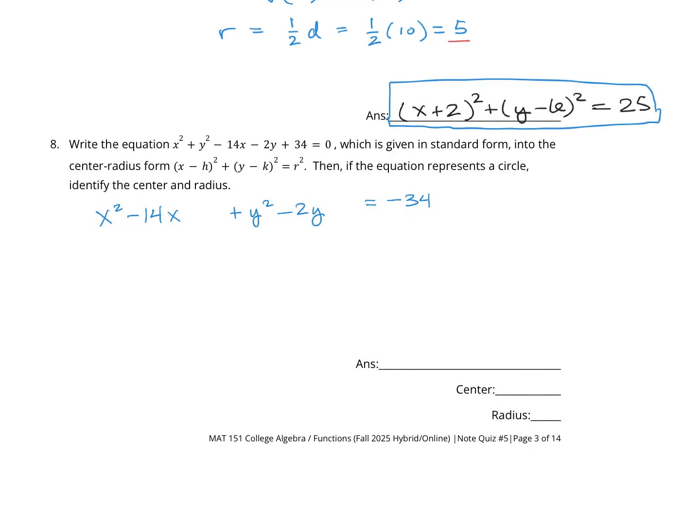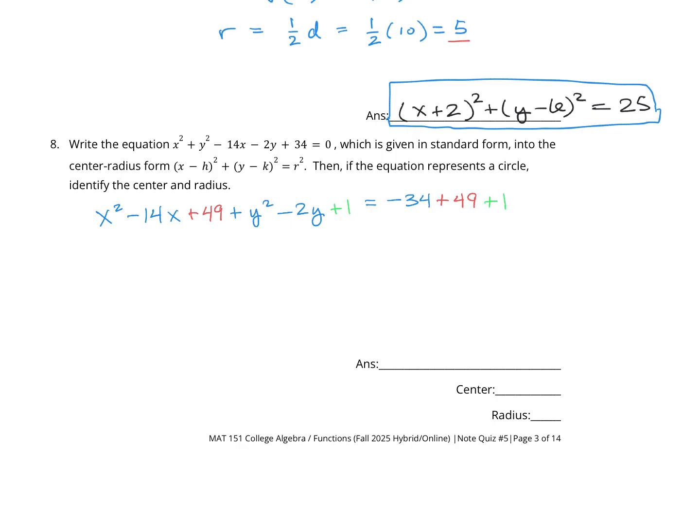And to complete the square, we're going to do what we did in previous notes, which is to take half of that b number, square it, and add it to both sides. So half of -14 is -7, and -7 squared is 49. So we're going to add 49 onto both sides to take care of the x's. And then we're going to focus on the y's. We're going to take half of the -2 and square it and add it to both sides. Well, half of -2 is -1. -1 squared is 1. So we're going to add a 1 onto both sides of the equation.